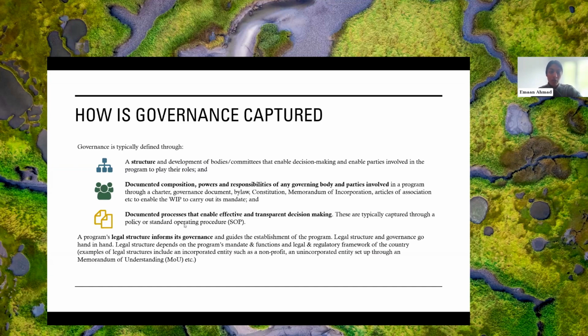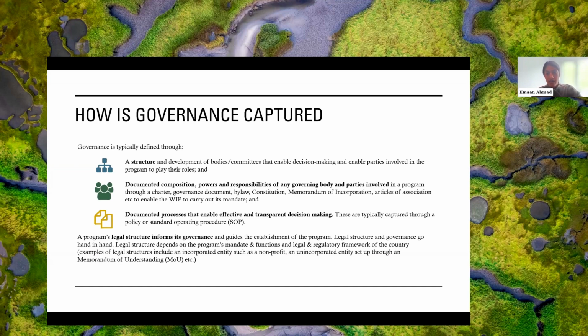The third thing to look at when trying to understand an institution or organization's governance is looking at policies and processes. Documenting key processes that enable transparent decision-making and approvals. So this could be captured through a process, an SOP, a policy, and an example of this could be developing a fundraising process or disbursement process to pay contractors to ensure that the approvals process for that is very clearly documented. It's important to note that a program's legal structure also helps inform its governance. So whether that program is part of an existing entity, its own separate incorporated entity, or is unincorporated.